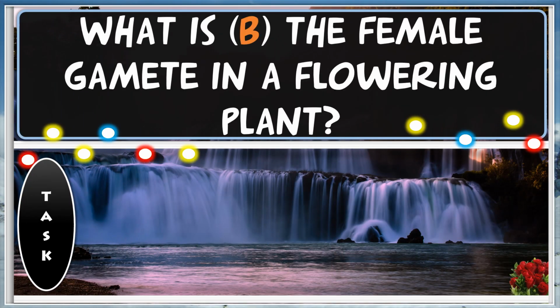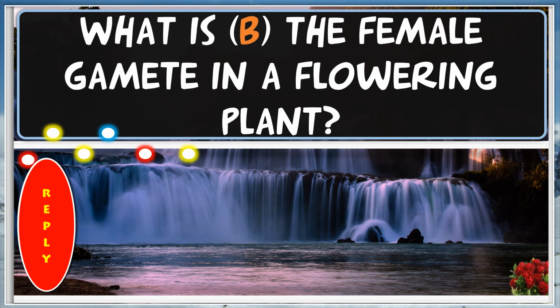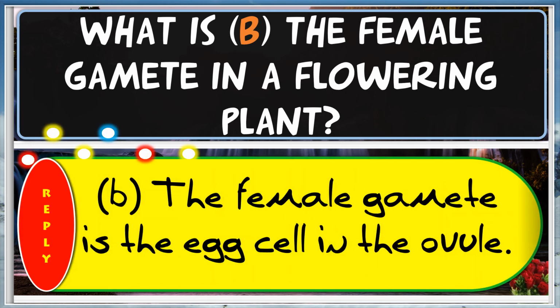What is part B, the female gamete in a flowering plant? Part B, the female gamete is the egg cell in the ovule.